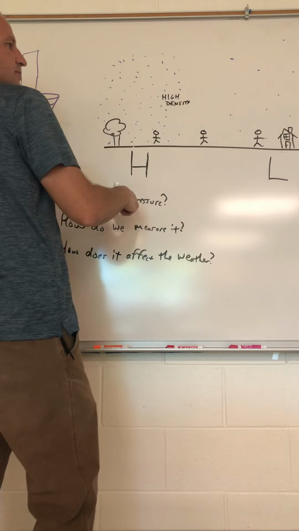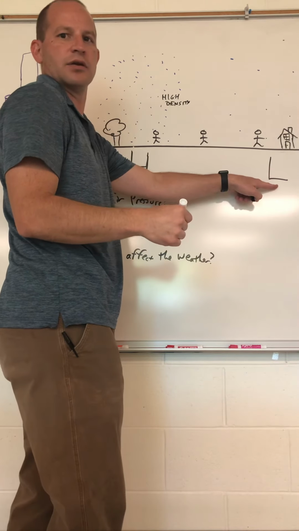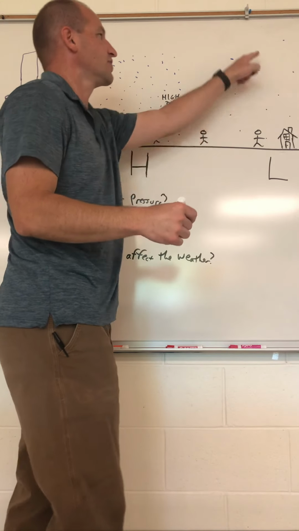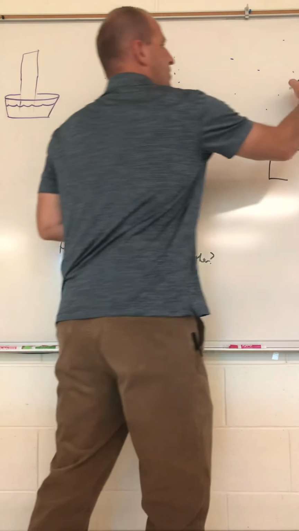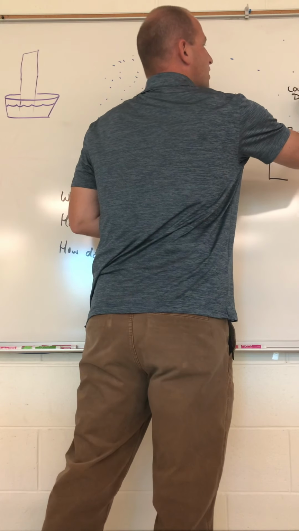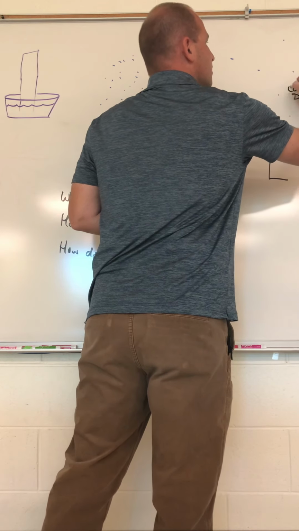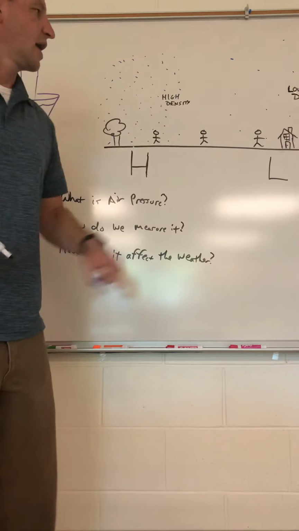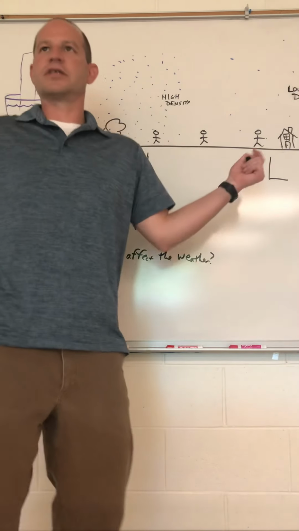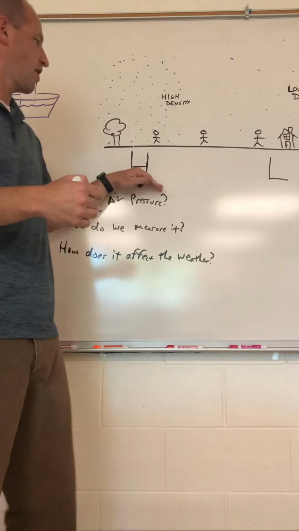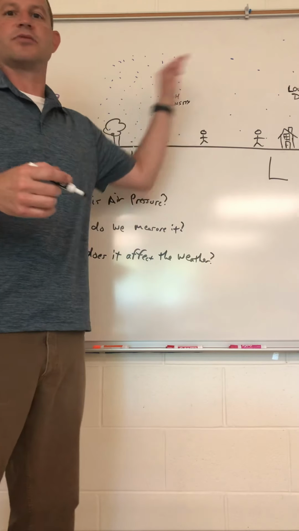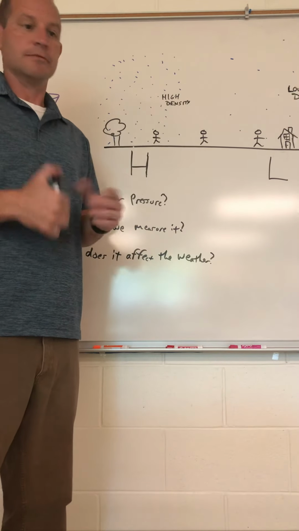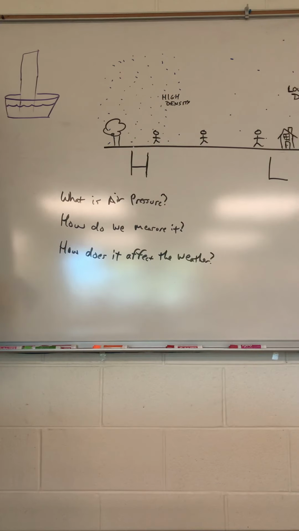of air molecules. Now the low pressure center over here, low air pressure, you'll see there's a lot less air molecules. That means there's a low density of air molecules, and they're hitting you less often, so it exerts less pressure. Higher pressure, lower pressure, it all has to do with how many molecules are there. That's what air pressure is.